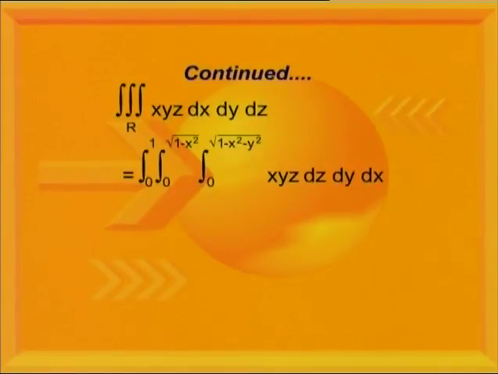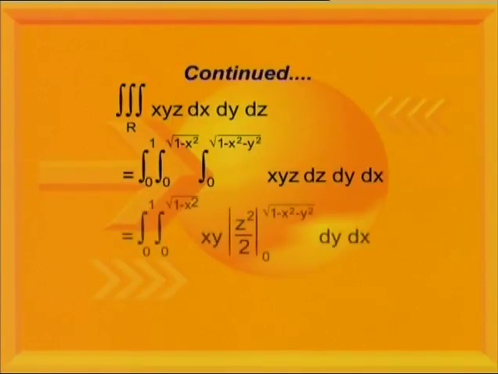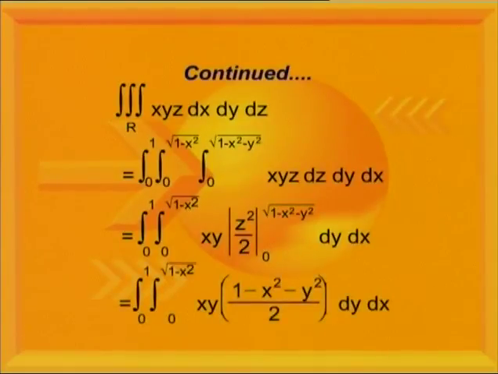So first, integrating with respect to z, we get xy z²/2, because here x and y are constant, only the integration is with respect to z. Substituting the limits for z, we get xy times (1 - x² - y²)/2, and this will be integrated first with respect to y and then with respect to x, corresponding to their respective limits.